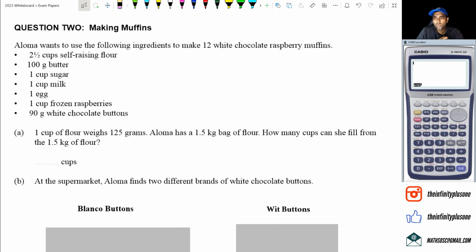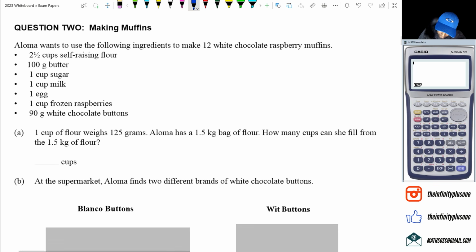All right, so we've got this next question where we're making a recipe for muffins. If you look at question 2A, it says 1 cup of flour weighs 125 grams. Now Alma has 1.5 kgs of flour. How many cups can she fill from the 1.5 kg of flour? So the first step is converting the 1.5 kgs into grams.